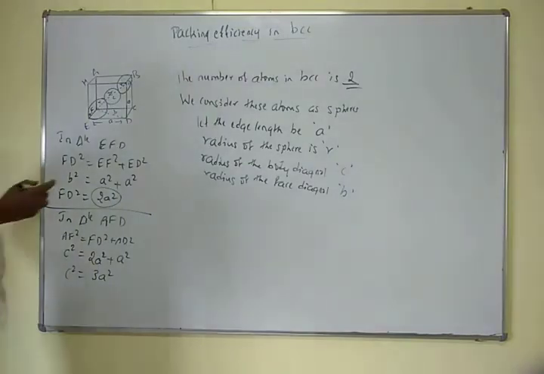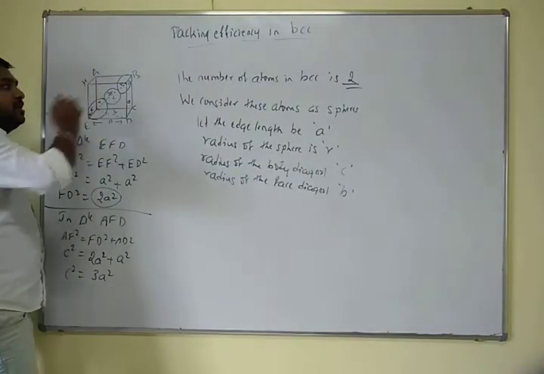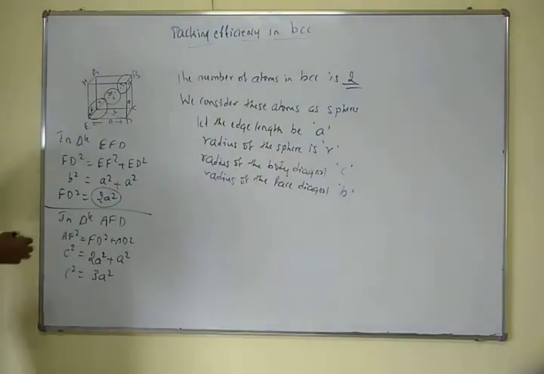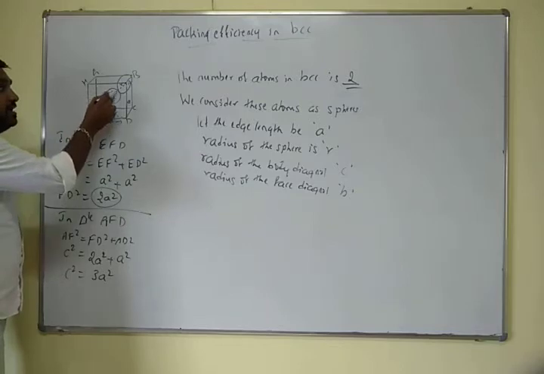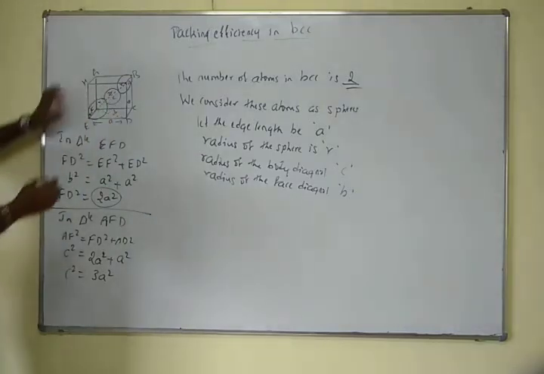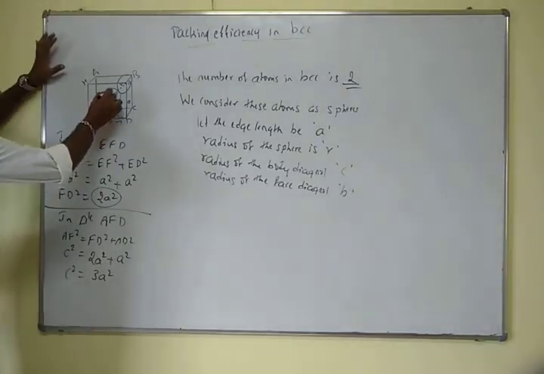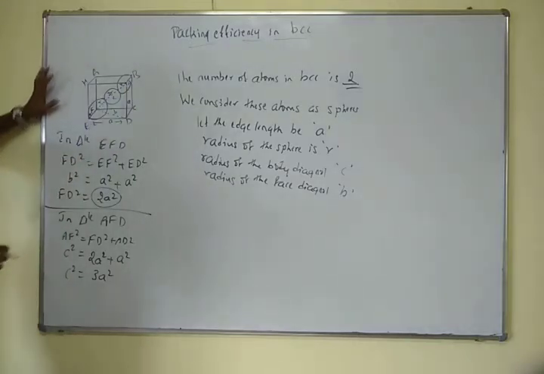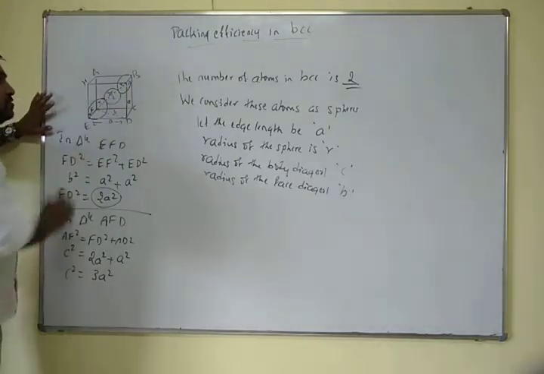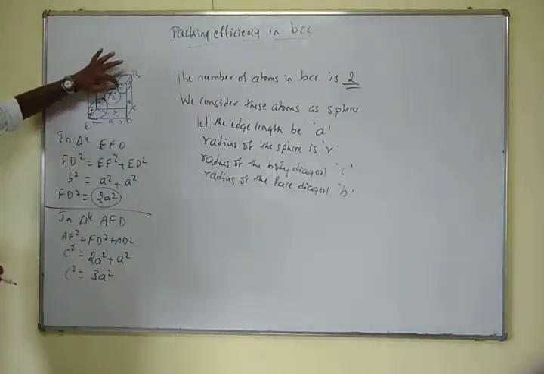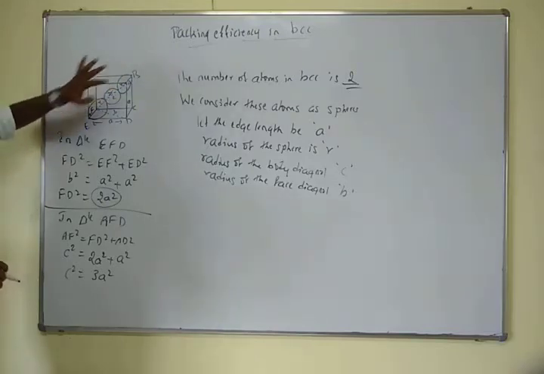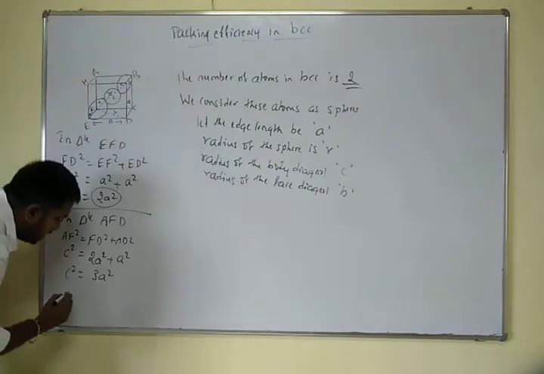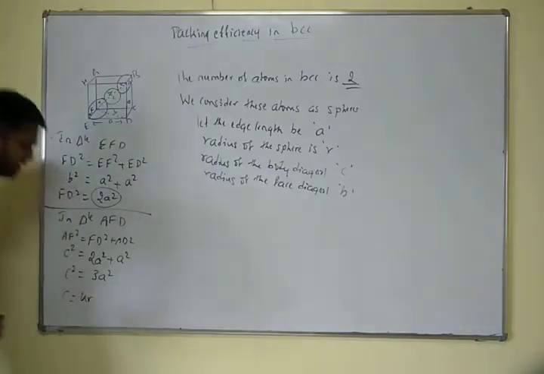How can we define C in terms of R? R is the radius of the sphere. Along the body diagonal we have the radius of the first sphere, then a diameter, because a complete sphere passes through this body diagonal. So that means R plus 2R plus one more R, which is the radius of the third sphere. Totally R plus 2R plus R, so C equals 4R. Clear?